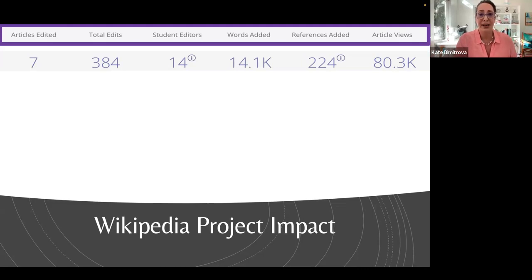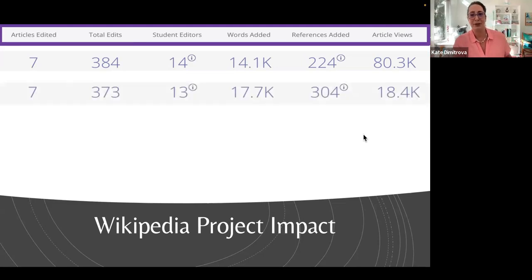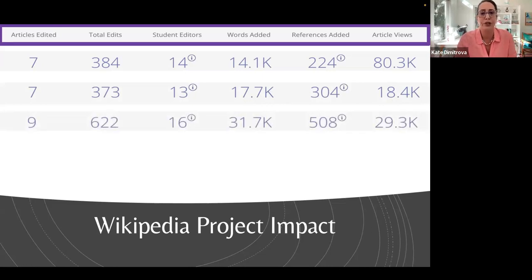The next semester I did it. I'm just getting my computer to behave here. Also 7 articles edited, 13 editors, a little more on the word count, but a little less on the article views. And that's because the articles they worked on that semester got fewer viewership. And then the last time I taught it, this last spring, they doubled what my other students had done. They put in 31,000 words with 30,000 views.